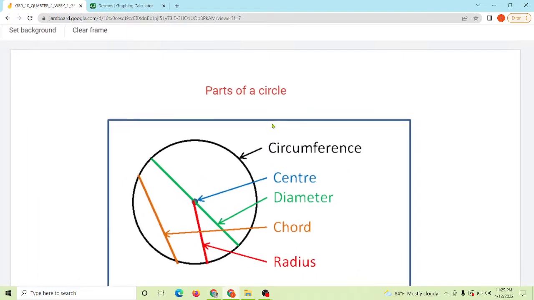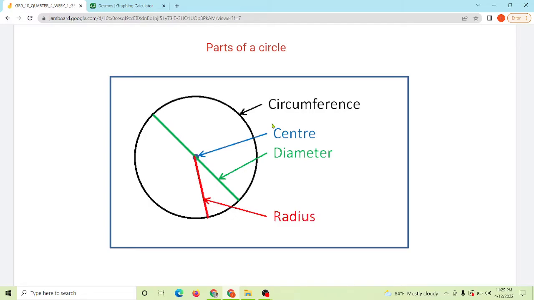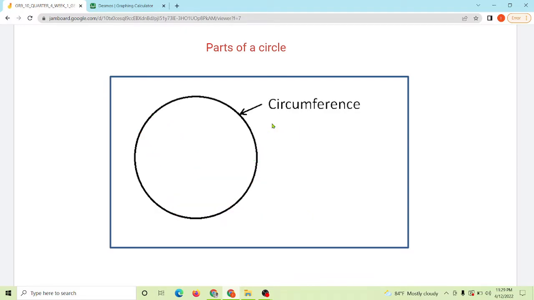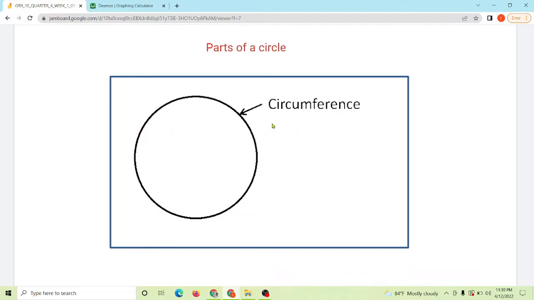All right, so first let's start off with the parts of a circle. Now, as you know, the circumference is obviously going around the circle. The center is in the middle. The diameter is from the circumference through the center of the circle, and of course, the radius is from the center to the circumference. Chord is obviously from the circumference to another point on the circumference, right? So we're going to focus on the red part, which is the radius.